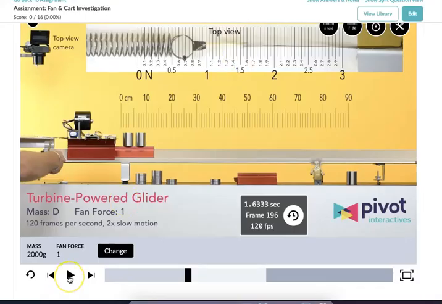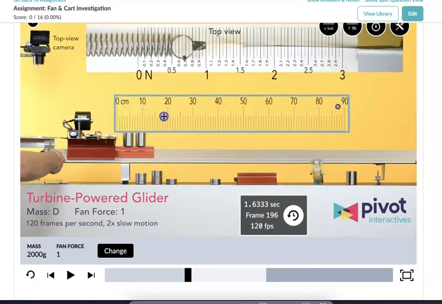So in order to do that, I need to find how long it takes for the cart to travel some displacement. Now, let's find out how much time it takes for 90 centimeters. And so I'm always going to want to find the time it takes to reach 90 centimeters. One thing I notice is my ruler is not at the beginning of the cart, so I need to set it up so it's at the beginning of the cart.